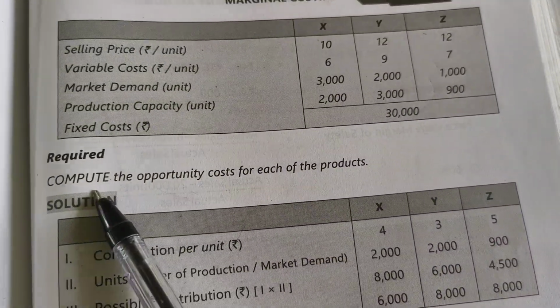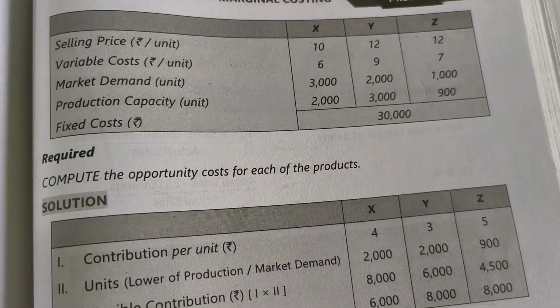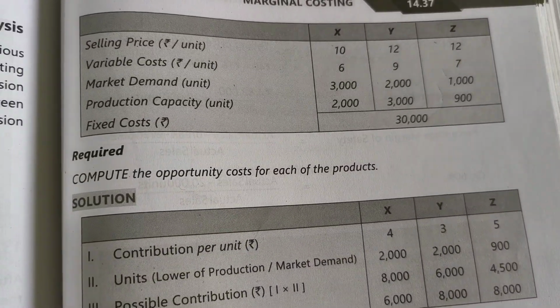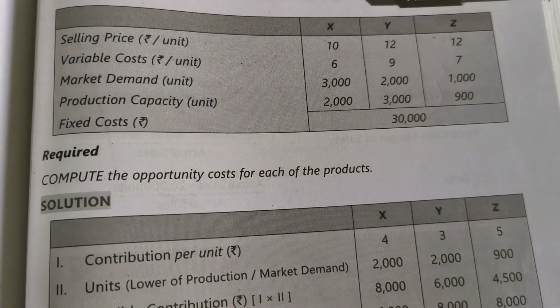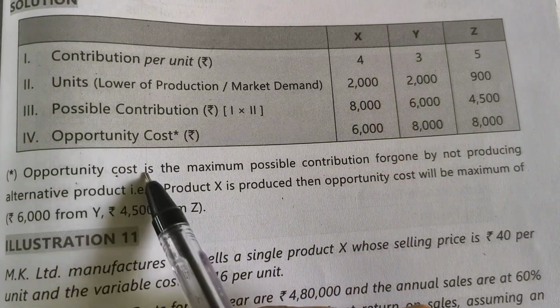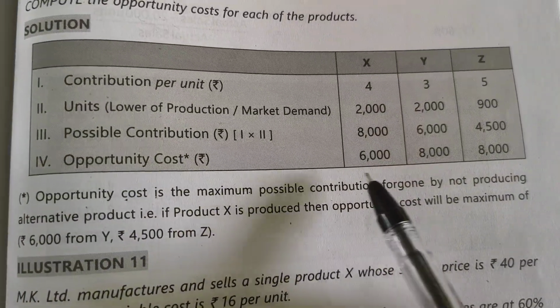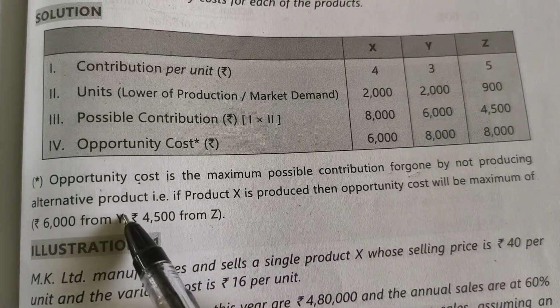First, we have to compute the opportunity cost for each product. So, what is opportunity cost? Opportunity cost is the maximum possible contribution foregone by not producing the alternative products.